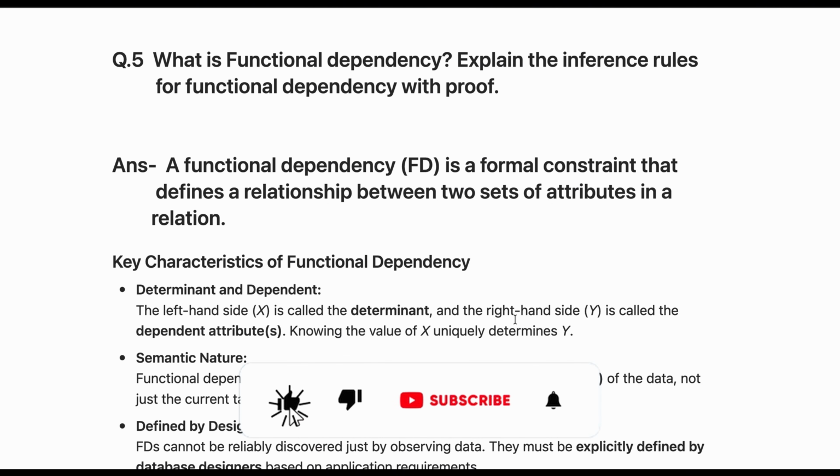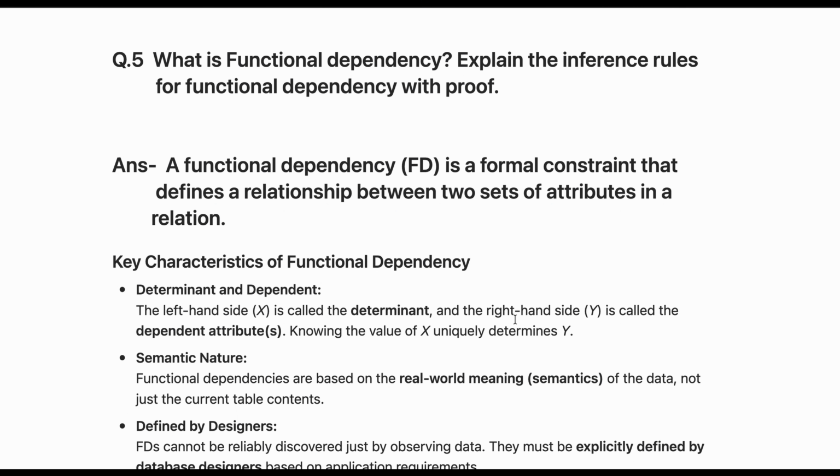In this video, we will understand functional dependency and the inference rules used in DBMS. This is a very important theoretical question from the exam point of view. So let's start with the definition. A functional dependency is a constraint that defines a relationship between two sets of attributes in a relation. It is written as X determines Y, which means if we know X, we can uniquely determine Y.